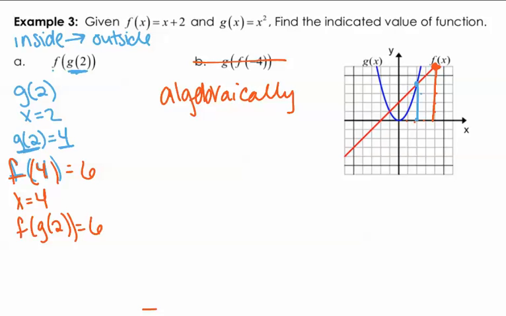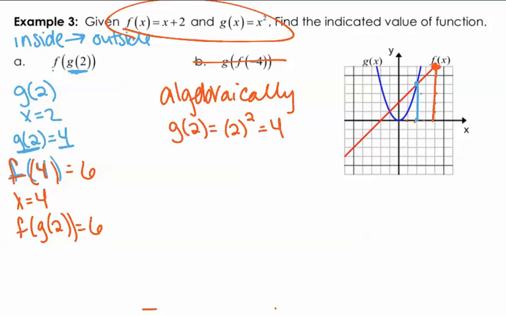the first thing I'm going to do is look at these two functions, and I'm going to plug it in just like we've been doing. So the first thing, I'm starting on the inside, working my way outside. That's not changing at all. I want to know what g of 2 is. So now I'm going to take 2 and plug it into my g function. So I'm going to take 2 squared, and magically I get 4. Well, g of 2 equals 4 algebraically, g of 2 equals 4 graphically. That should make sense. They're the same thing. We're just approaching the problem two different ways.